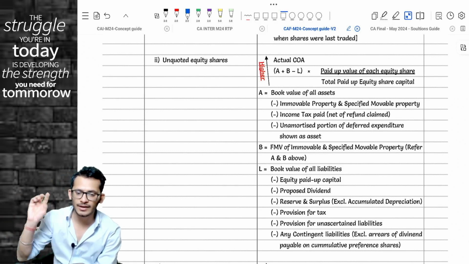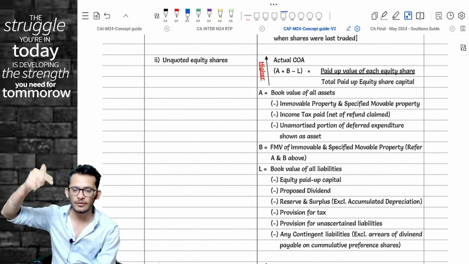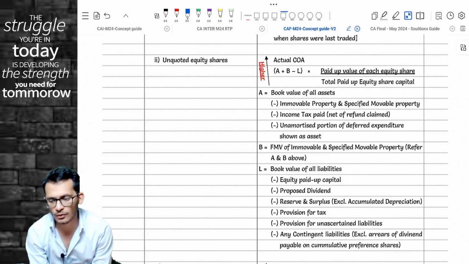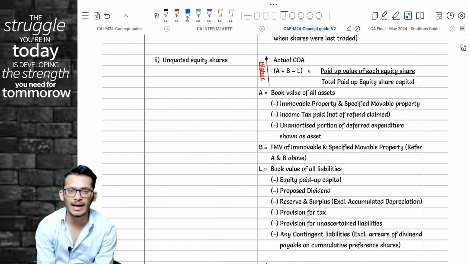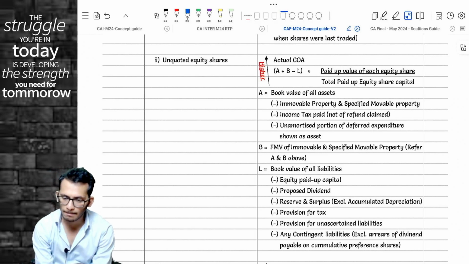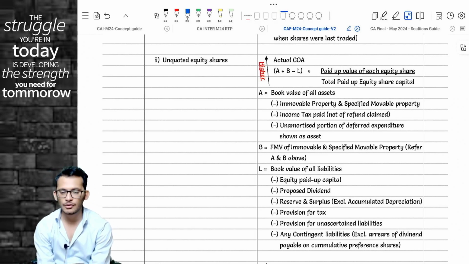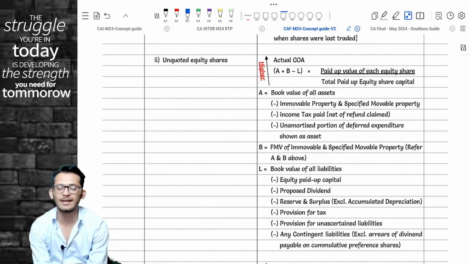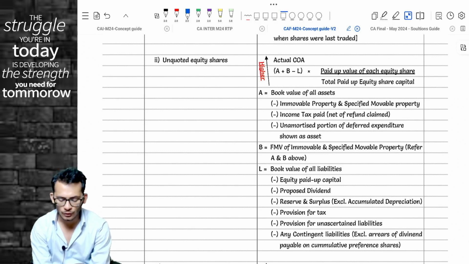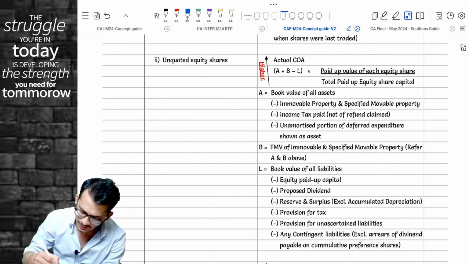So they said, Rahul, when it is an immobile property or specified mobile property, you'll do the same valuation as what we did above. But if it is not a specified mobile or immobile property, other assets you'll take at book value. In that book value of assets, you will not consider any kind of income tax payments like advance tax, self-assessment and all those things. Don't consider those, and don't consider any unamortized portion of deferred revenue expenditures.